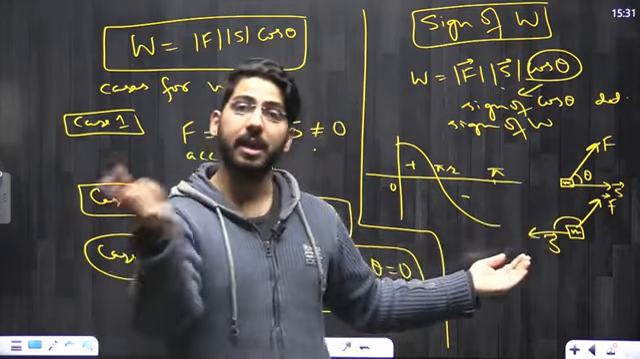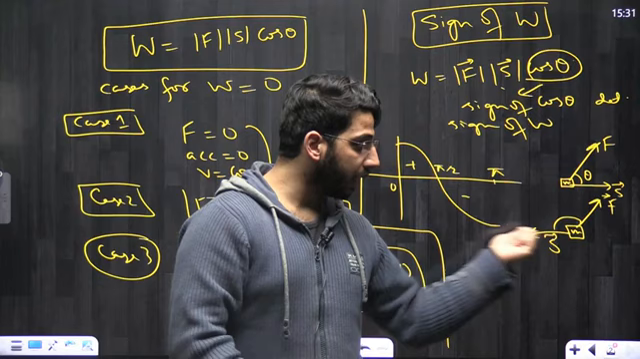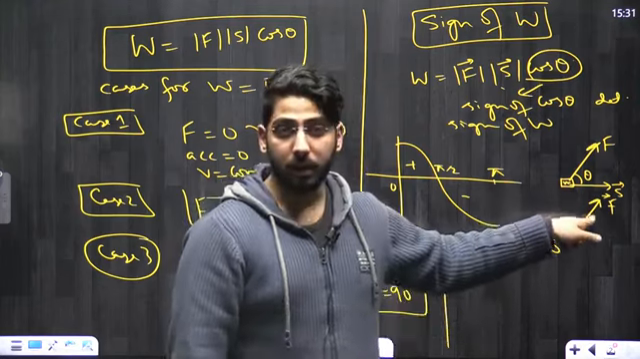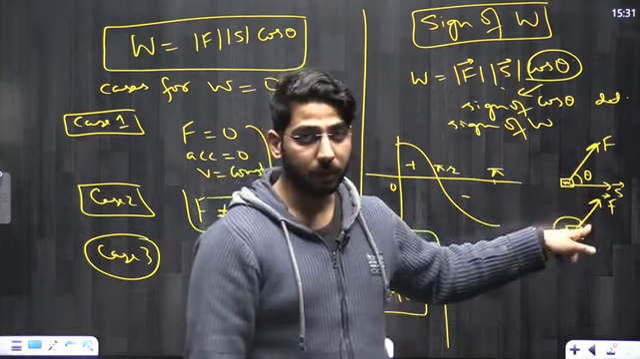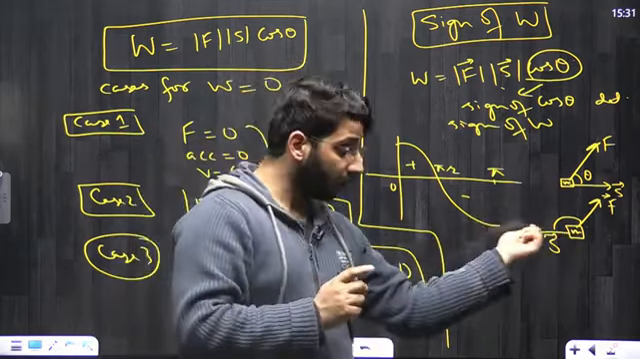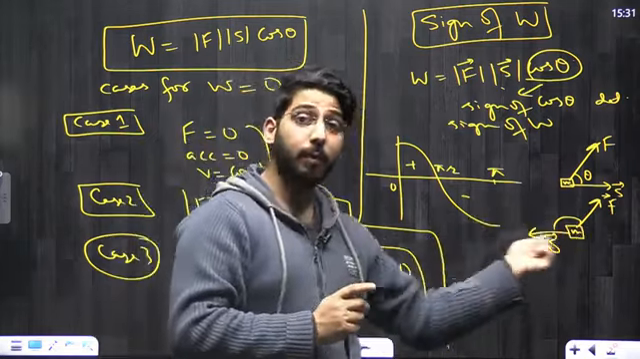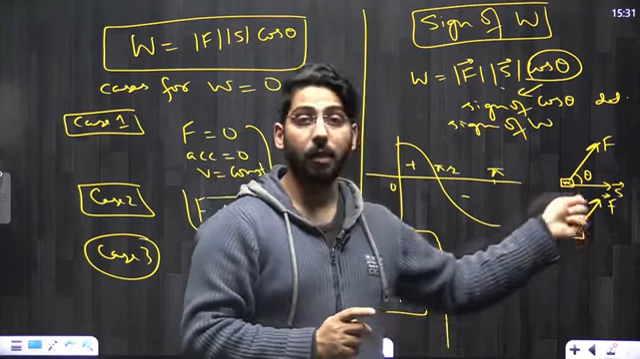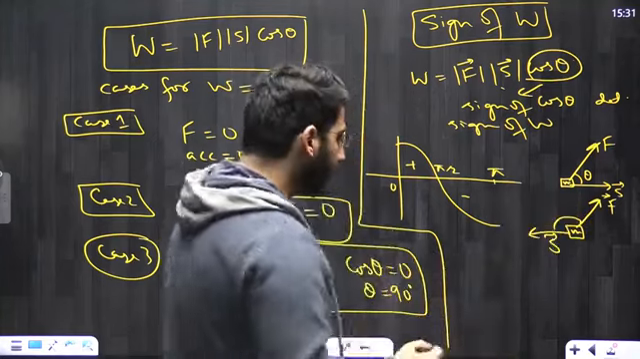There could be some other force that will be making the body move like this, that will be dominant over this force. So that force which is trying to move the body like this will have positive work done, but this force will have the negative work done. Okay, let me give you an example.